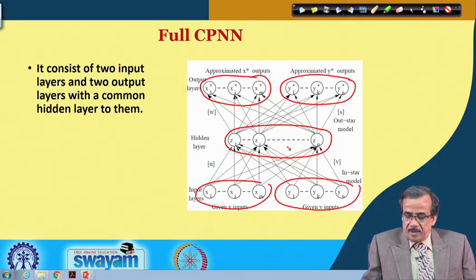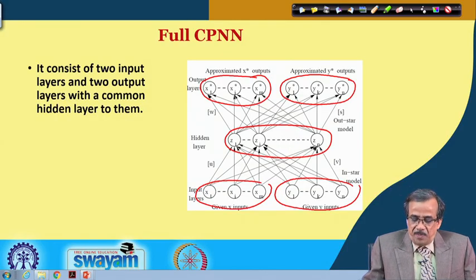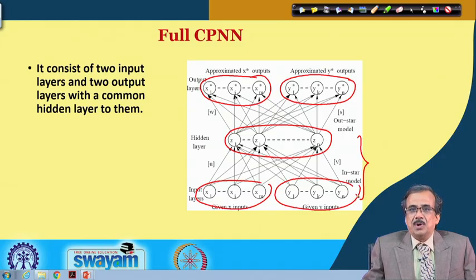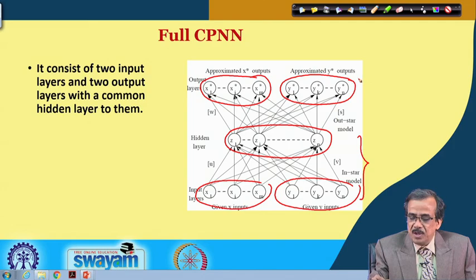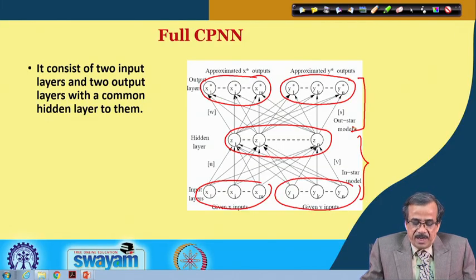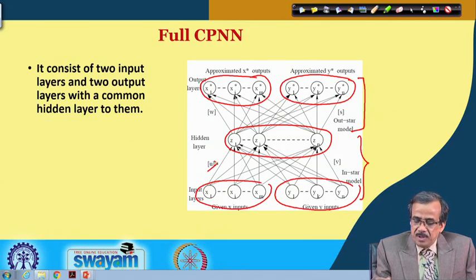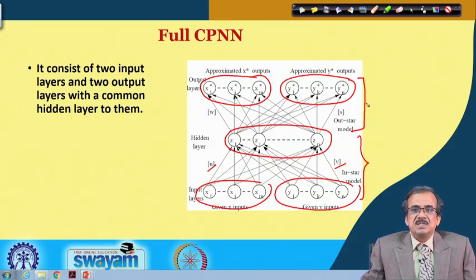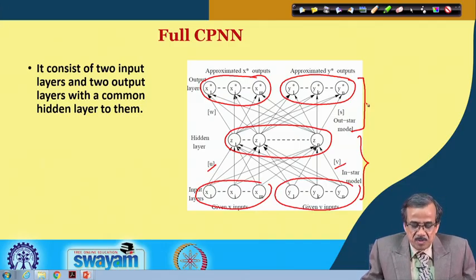Now, the in star model consists of, as I told, the input layers and this particular hidden layer. This is what we mean by the in star model, and the out star model consists of the hidden layer and the output layer. This is nothing but the out star model. Here we take the help of some connecting weights like U, then V, W and S, and these connecting weights lie in a normalized scale. Generally, we consider 0 to 1 or from -1 to +1.